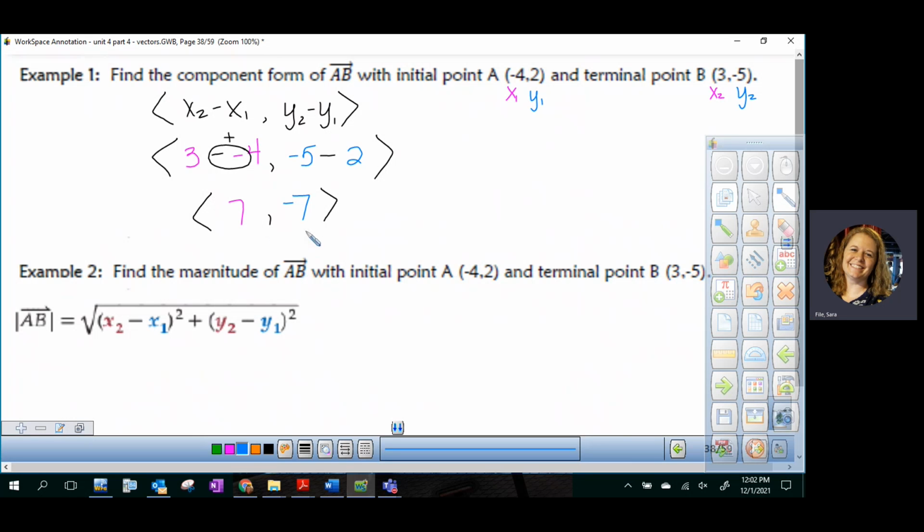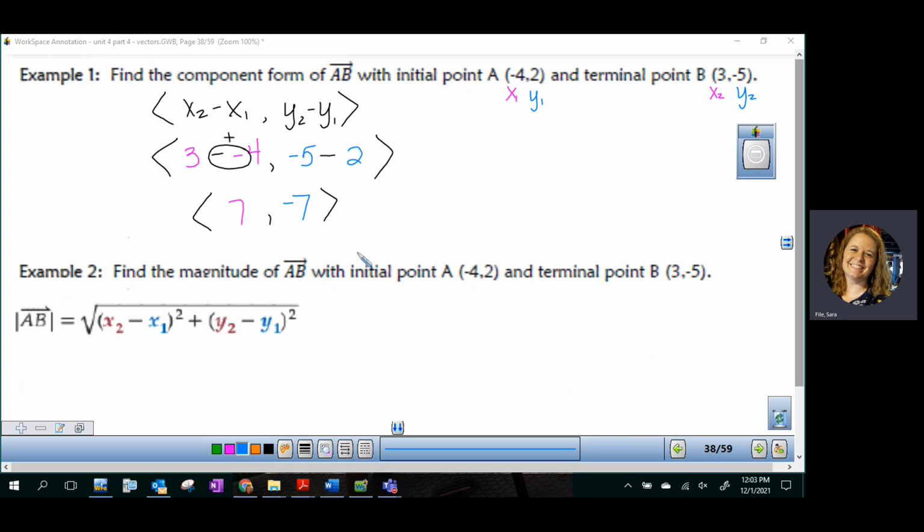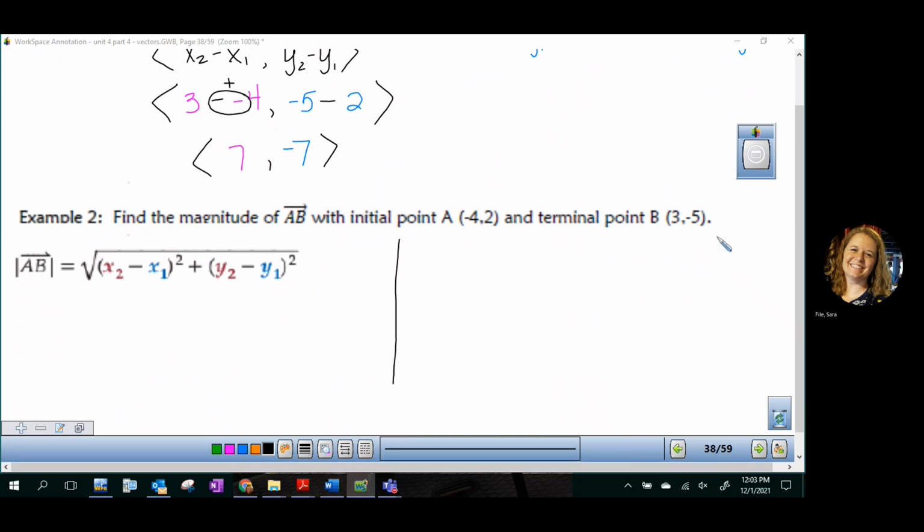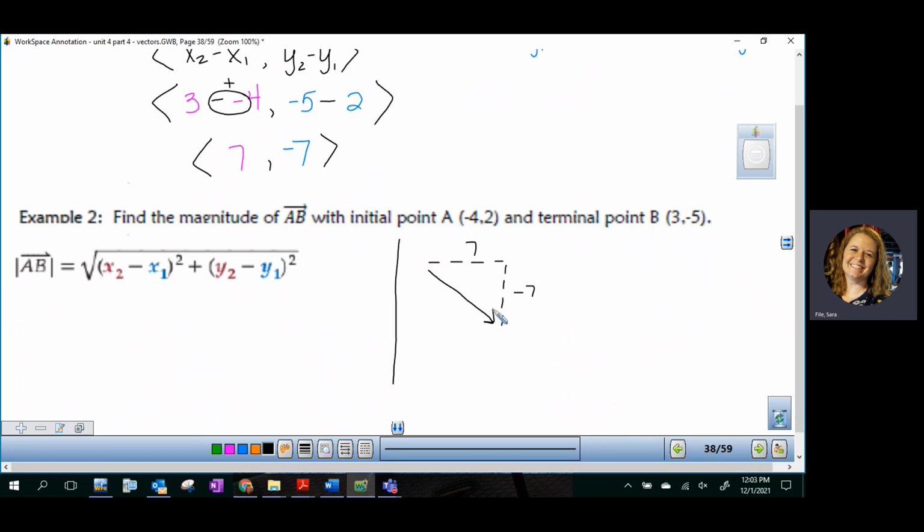All right, now, I said we would get into finding the magnitude from that in just a minute, and that's what example 2 asks us to do. So I'm actually going to show you 2 different ways. Because we already have this in component form, you can kind of imagine the triangle. So you know it's going right 7, down 7. So here's what the vector looks like. Y'all agree? Okay, that forms a right triangle, doesn't it?